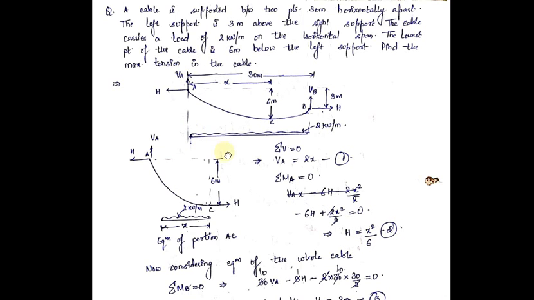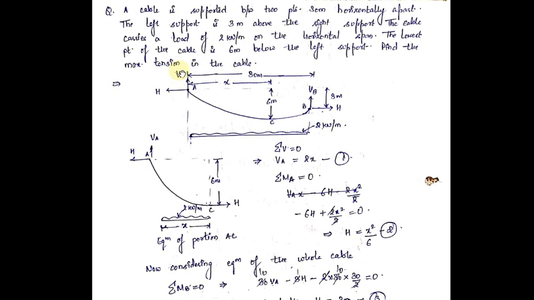Now we will consider the equilibrium of the whole cable. And after considering the equilibrium of the whole cable, now we will apply summation of all the moments about B point equal to 0. See, if you see B point, H and VB are acting at B point, therefore the moments due to H and VB will be 0 at B. So we will be left with only three forces, that is your VA, capital H, and your UDL. Again for clockwise we will take positive, and for anti-clockwise moment we will take as negative.